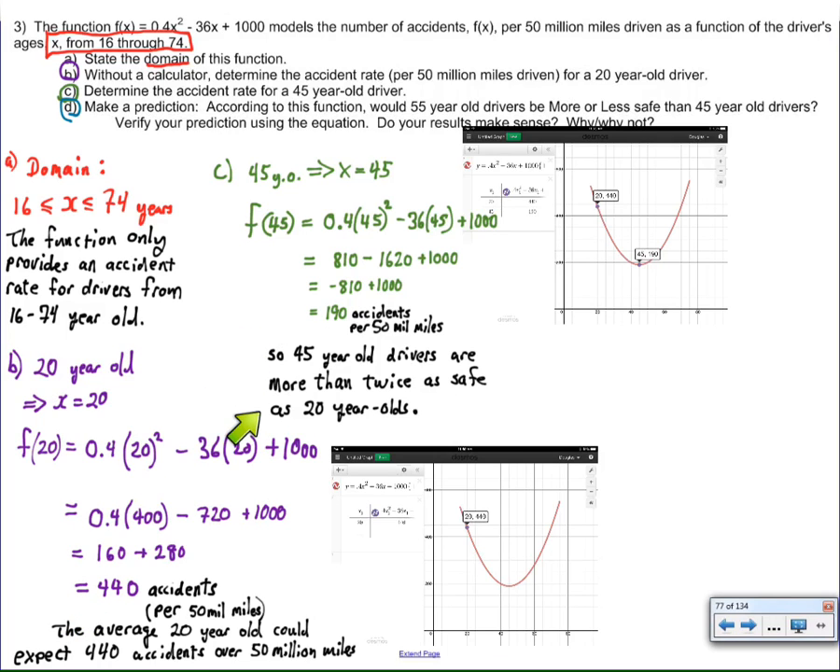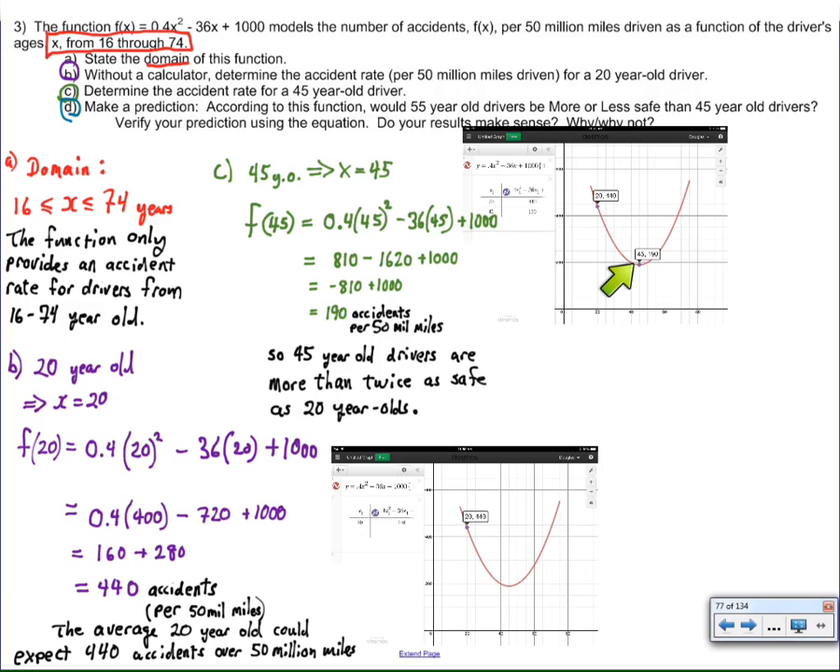So to talk about it in context, 45-year-old drivers are more than twice as safe as 20-year-olds. Again, 45-year-olds aren't going to drive 50 million miles, and 20-year-olds aren't going to drive 50 million miles, but when we compare them in rate form, we understand the relative safety of 190 as opposed to 440. This also jives with common sense that as you get older, you take fewer risks, especially because you have kids and you don't want to die on them, and stuff like that. So that's why the 45-year-olds are a little bit safer.